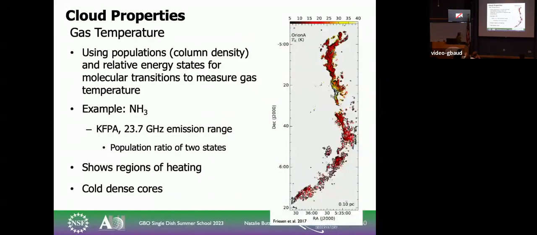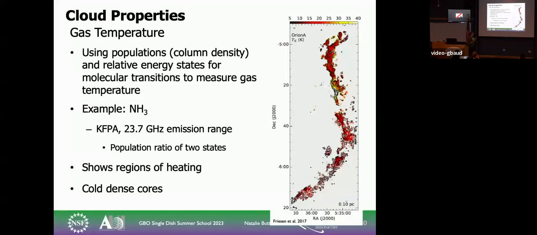Gas temperature. I'm showing this kind of plot here from Rachel Friesen's work. Essentially what you're doing when you're trying to do a gas temperature map or measurement is you're looking at your populations or your column density, so how much gas you have in your different states versus your relative energy states for those different transitions, and using that information you can derive a gas temperature.